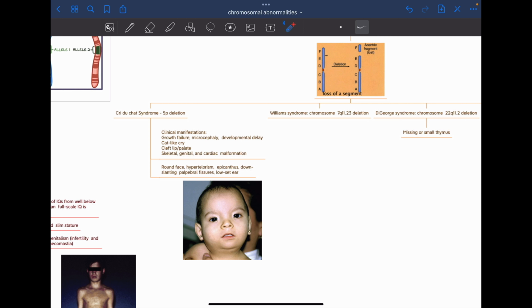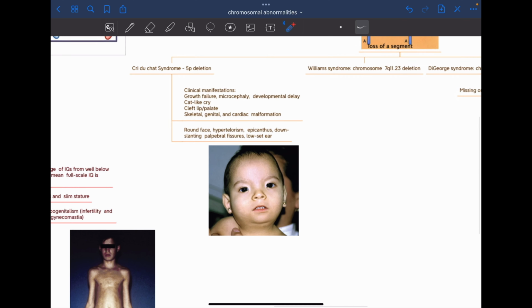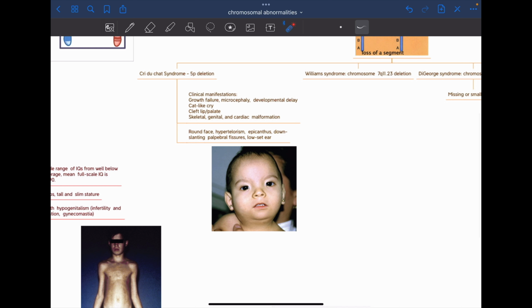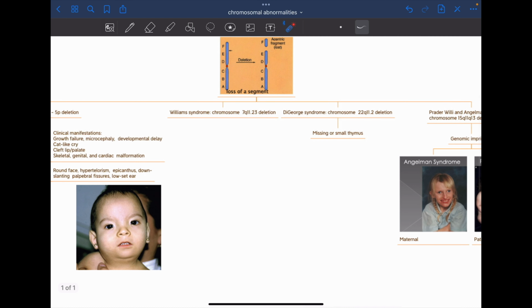Cleft palate might be common, and in general, there is a round face, hypertelorism, so there is increased distance between the eyes, like the case that we spoke about here in Edwards syndrome, where we said that they have hypertelorism, and then Patau have hypotelorism, and then Cri-du-chat have hypertelorism. There's epicanthus, again, like Down syndrome, and so on. There's Williams syndrome, so there's a deletion of part of chromosome 7. So it's part of chromosome 7, the Q arm. The part of it that's being deleted is 11.23.